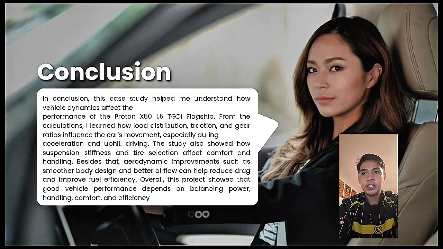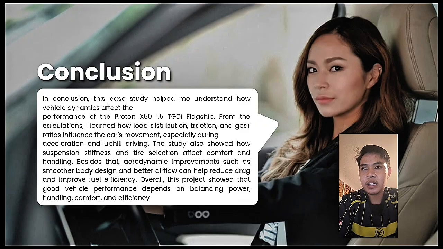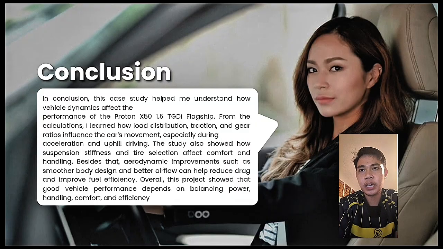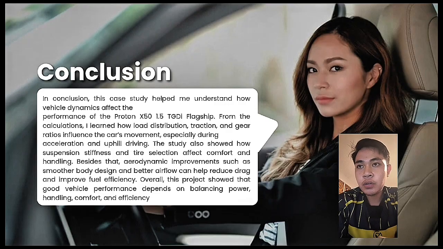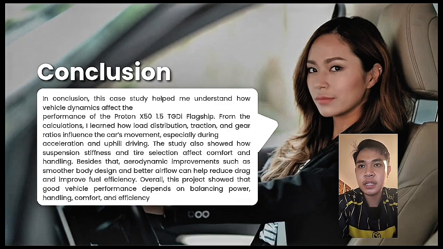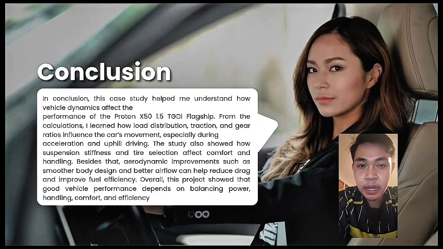So the conclusion is, this case study helped me understand how vehicle dynamics affect performance of the Proton X50 1.5 TGDi flagship. From the calculation, I learned how load distribution, traction and gear ratios influence the car's movement, especially during acceleration and uphill driving. The study also showed how suspension stiffness and tire selection affect comfort and handling. Besides that, aerodynamic improvements such as smoother body design and better airflow can help reduce drag and improve fuel efficiency. Overall, this project showed that good vehicle performance depends on balancing power, handling, comfort and efficiency.